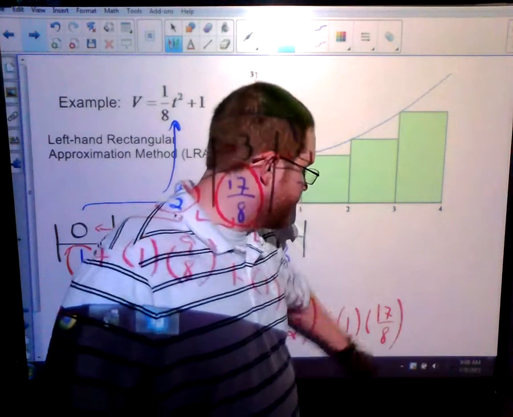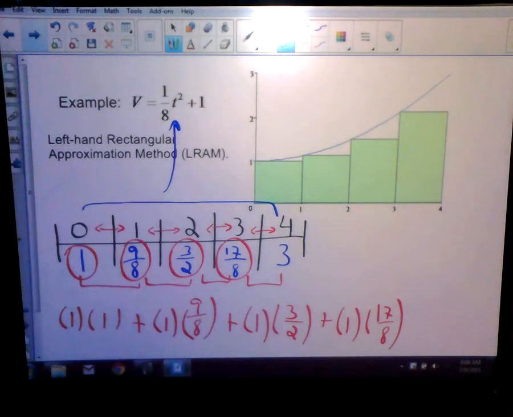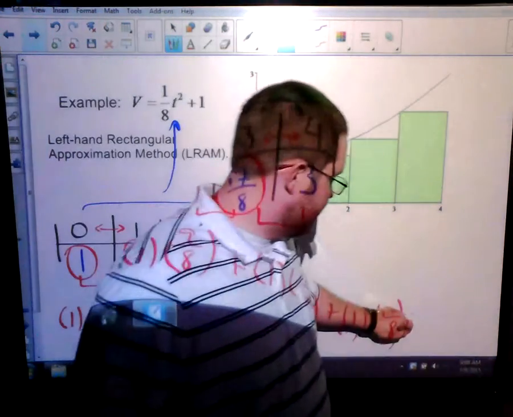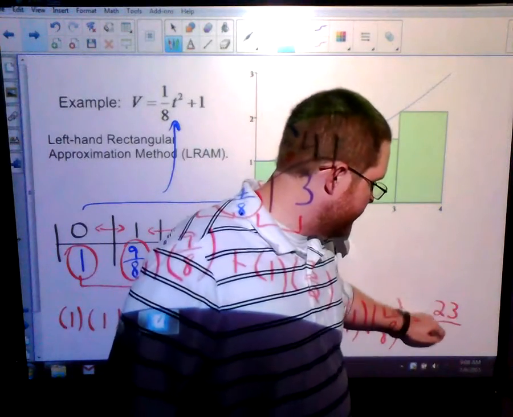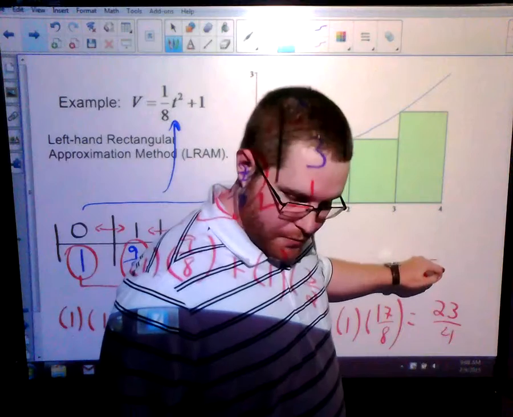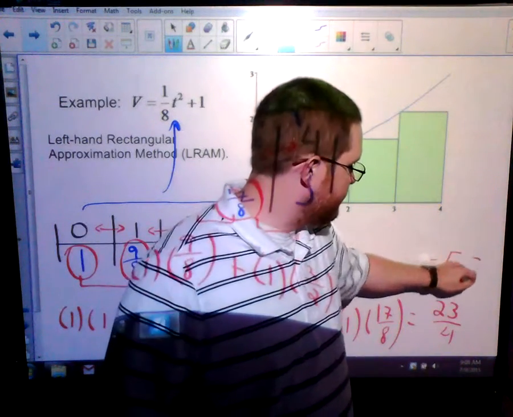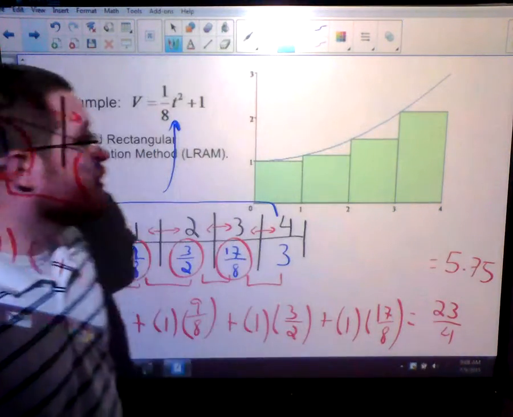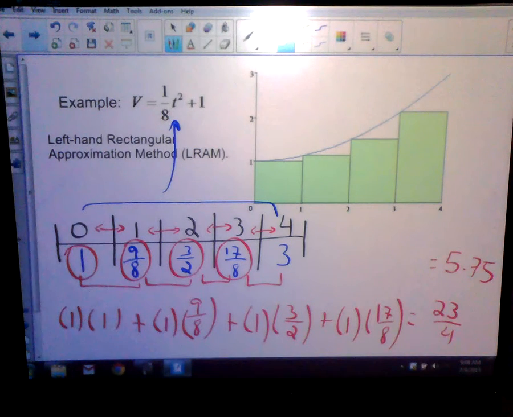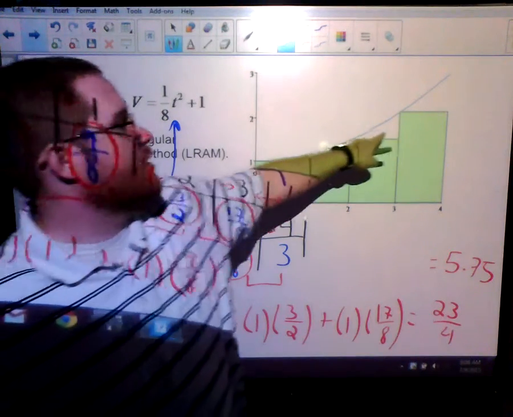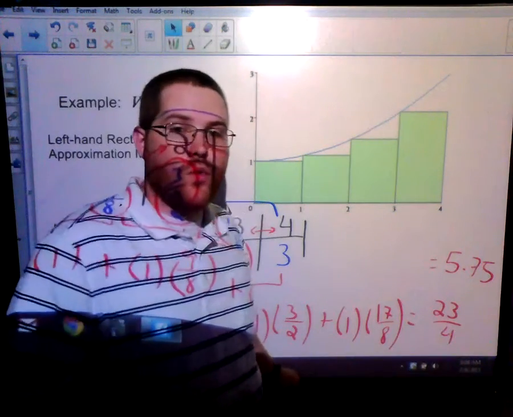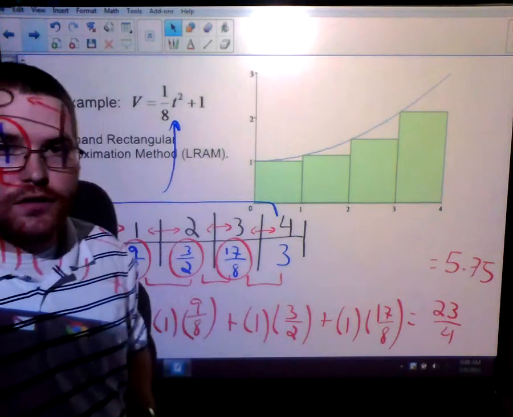Now that's all 4 rectangles. If I want the total area, I'm going to add them up. And you get 23/4, which is also 5.75. And we said earlier that's an underestimation. We don't really know the answer right now, but it's an underestimation because you can see I'm not getting these pieces. So that's LRAM, using the left side of the rectangle.